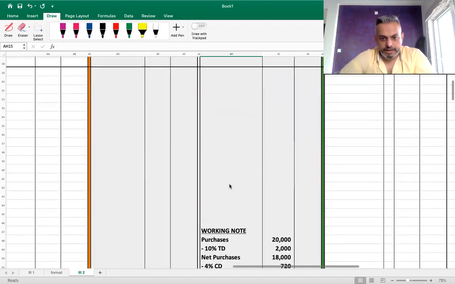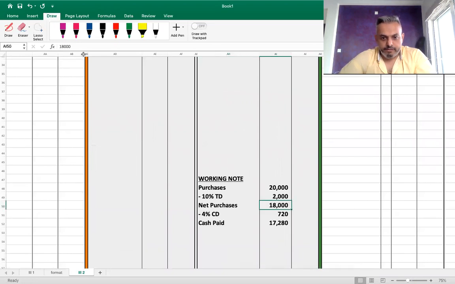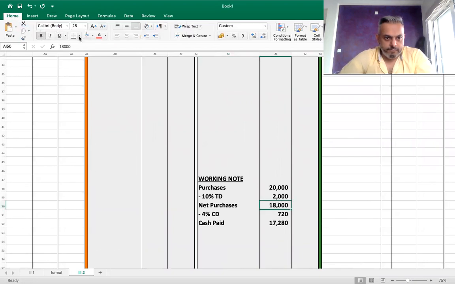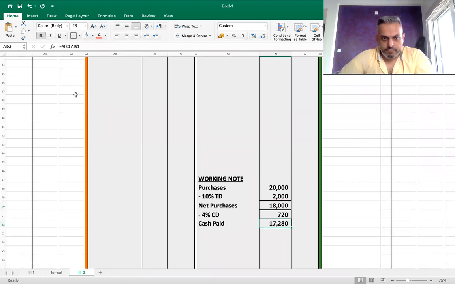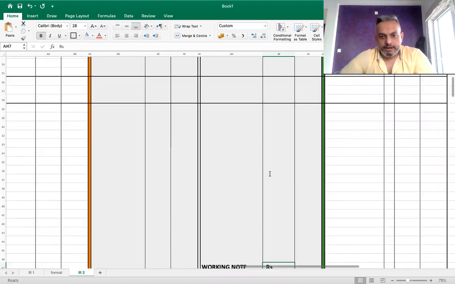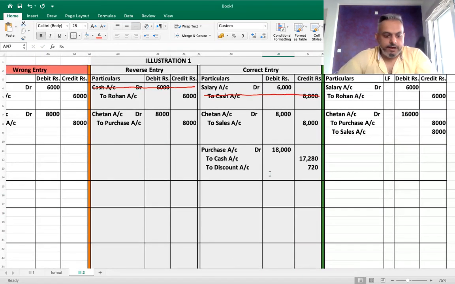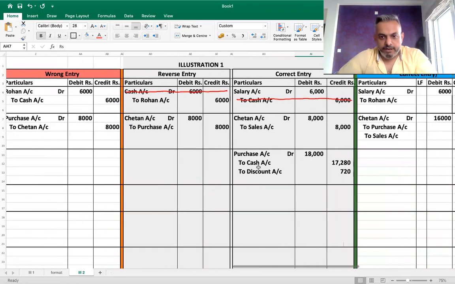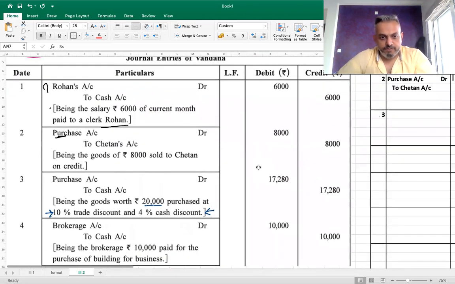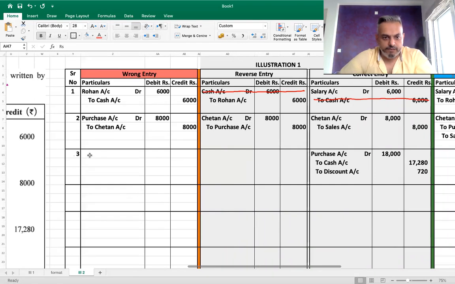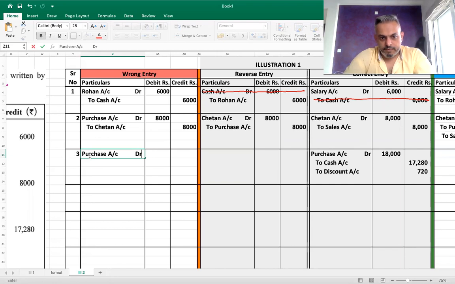So do this working and write the correct entry. Now we have the correct entry. So let's write the wrong entry which is given: purchase to cash 17280. So purchase account debit 17280 to cash account 17280.